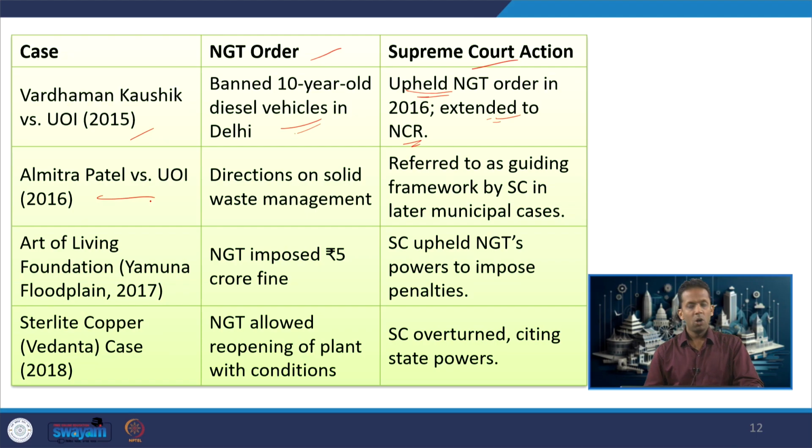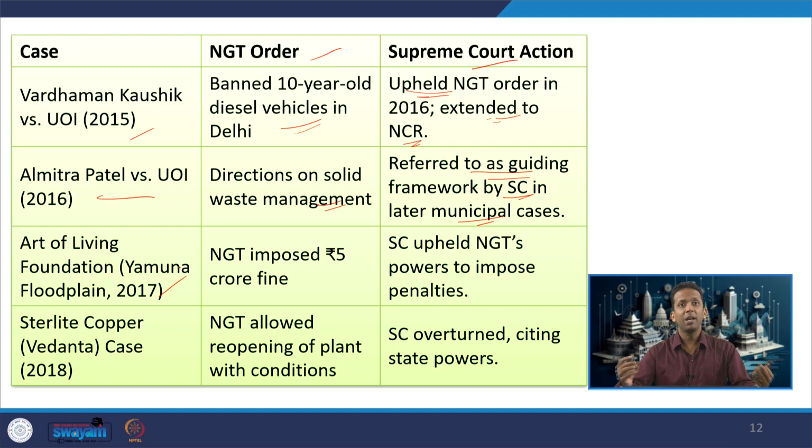There is a case on solid waste management, Almitra Patel versus Union of India, in 2016. When these directions were given by NGT, the Supreme Court in fact continued with the same order and referred to those guidelines or directions as a guiding framework in later municipal cases. So, it not only accepted NGT's order, but once it was implemented, any more cases related to municipal or waste management that came to the Supreme Court referred to these directions on solid waste management as a guiding tool, a guiding framework.